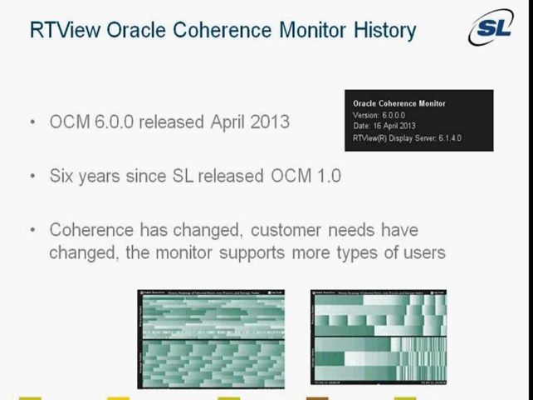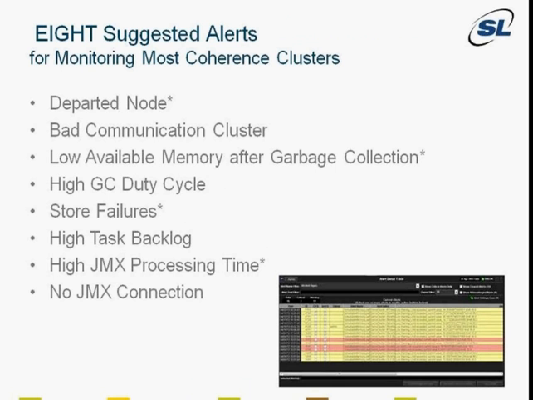A lot has changed. Coherence has become much more mainstream. We work every day with operations groups to understand coherence, to respond to coherence issues, to talk about how they are assuring stability and predictability in their coherence platforms, but we also still work with developers and testers as well. So it's really opened up a whole range of audience for the monitor.